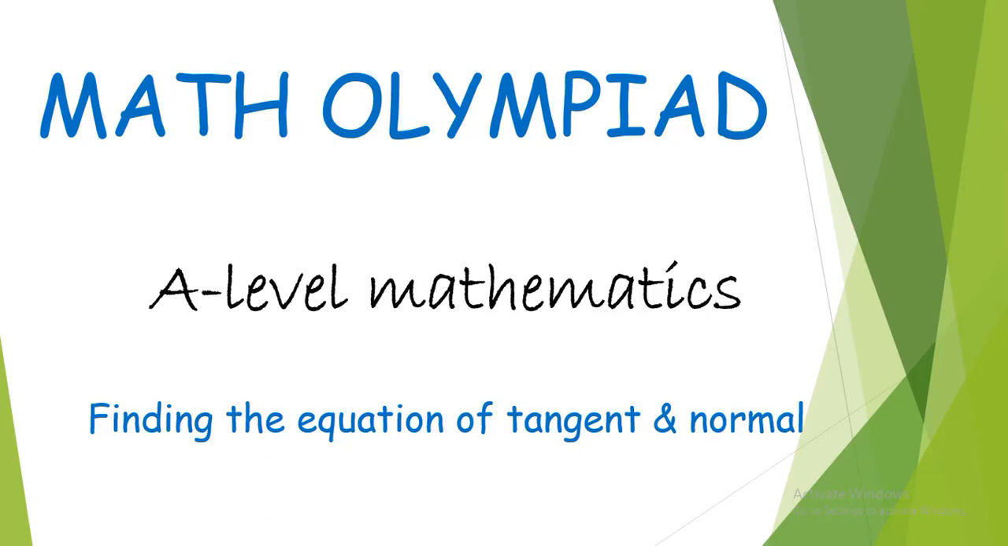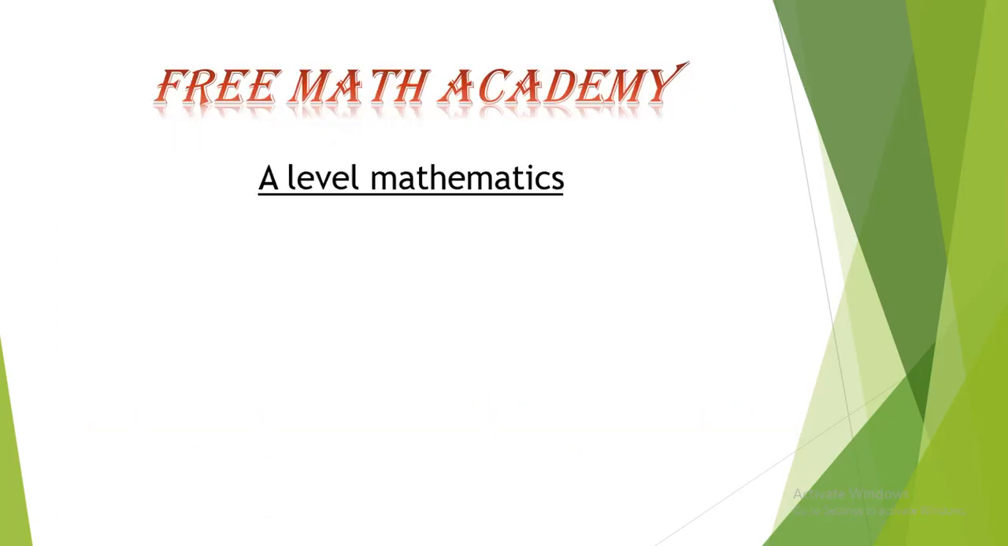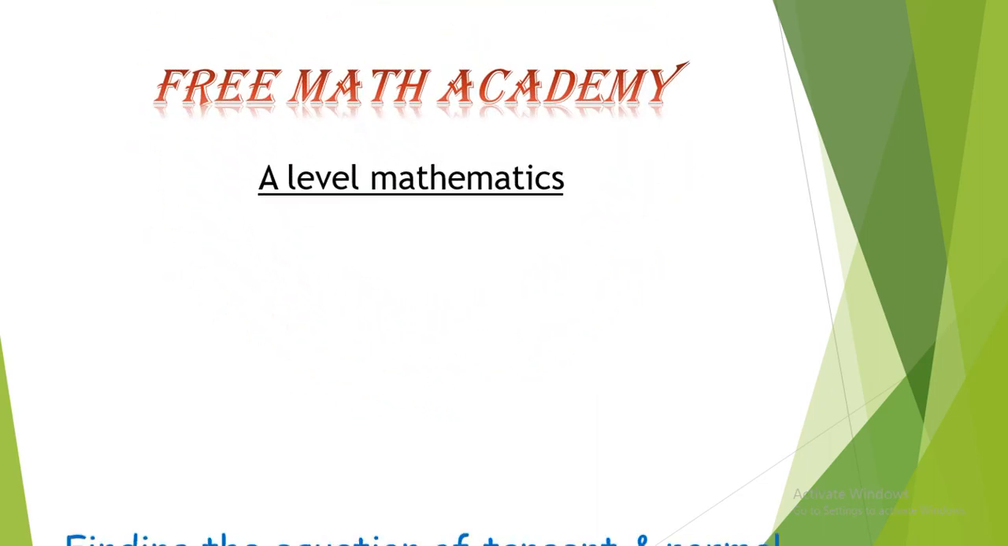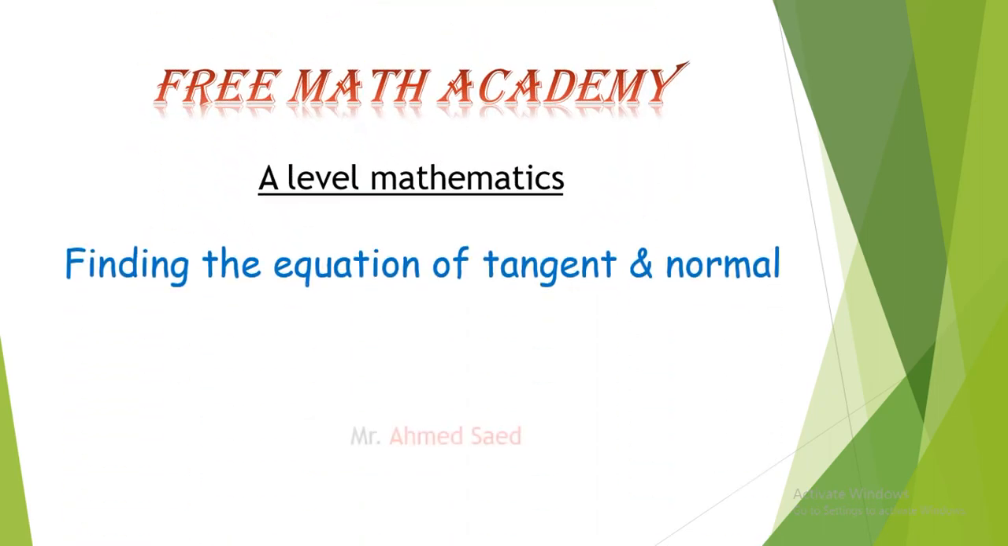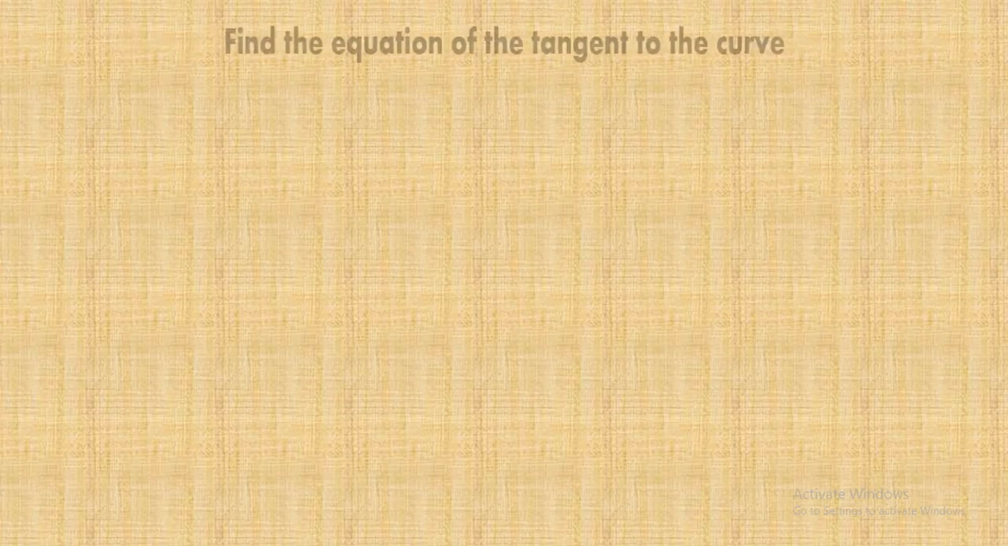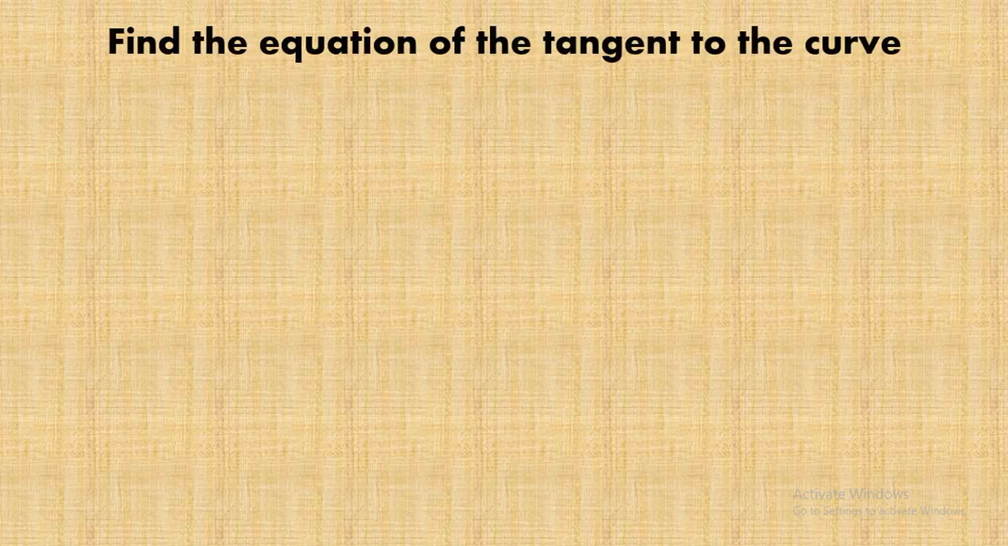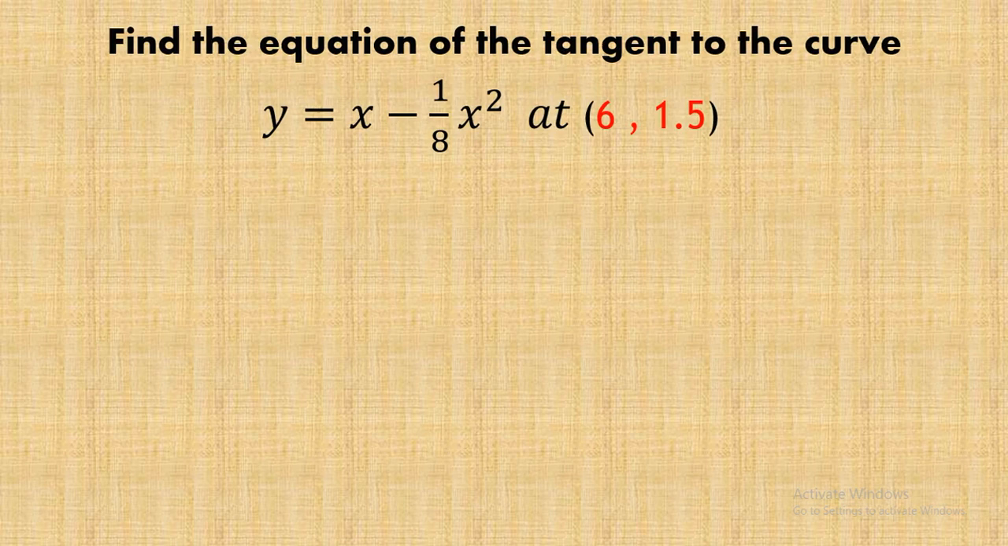Finding the equation of tangent and normal. The first question. Find the equation of tangent to the curve y equals x minus 1 over 8x to the power of 2 at the point 6 and 1.5.